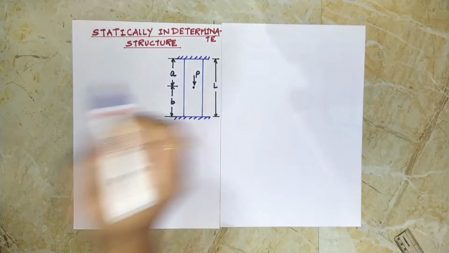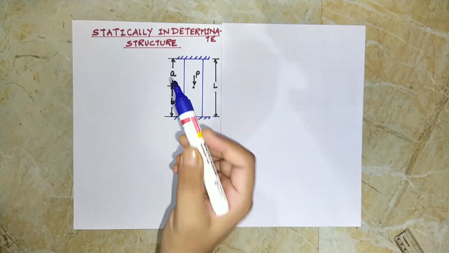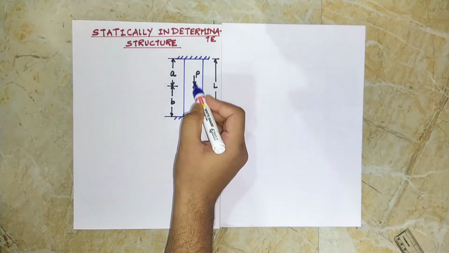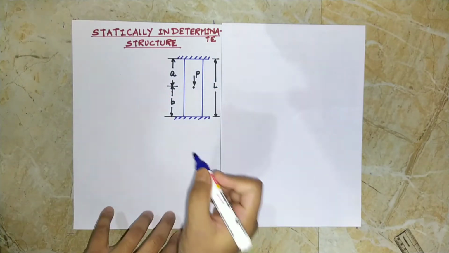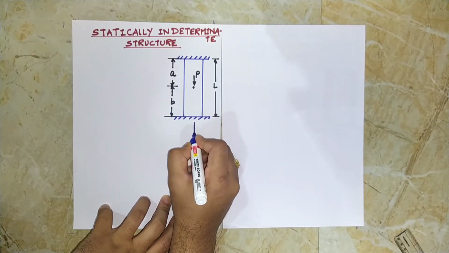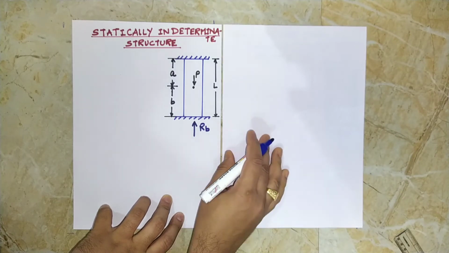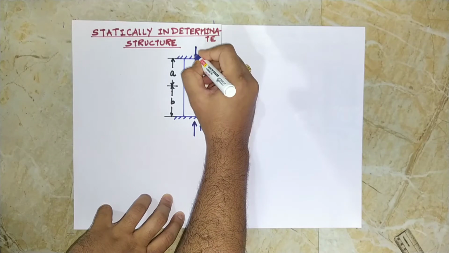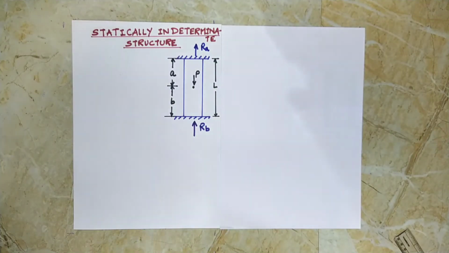We have this prismatic bar of length L between two fixed supports, and a load P is applied at a distance A from the top end. Obviously, reactions will develop in both fixed supports. Let the reaction in this support be RB, and the reaction in this support be RA. So we will simply try to apply the static equilibrium condition.